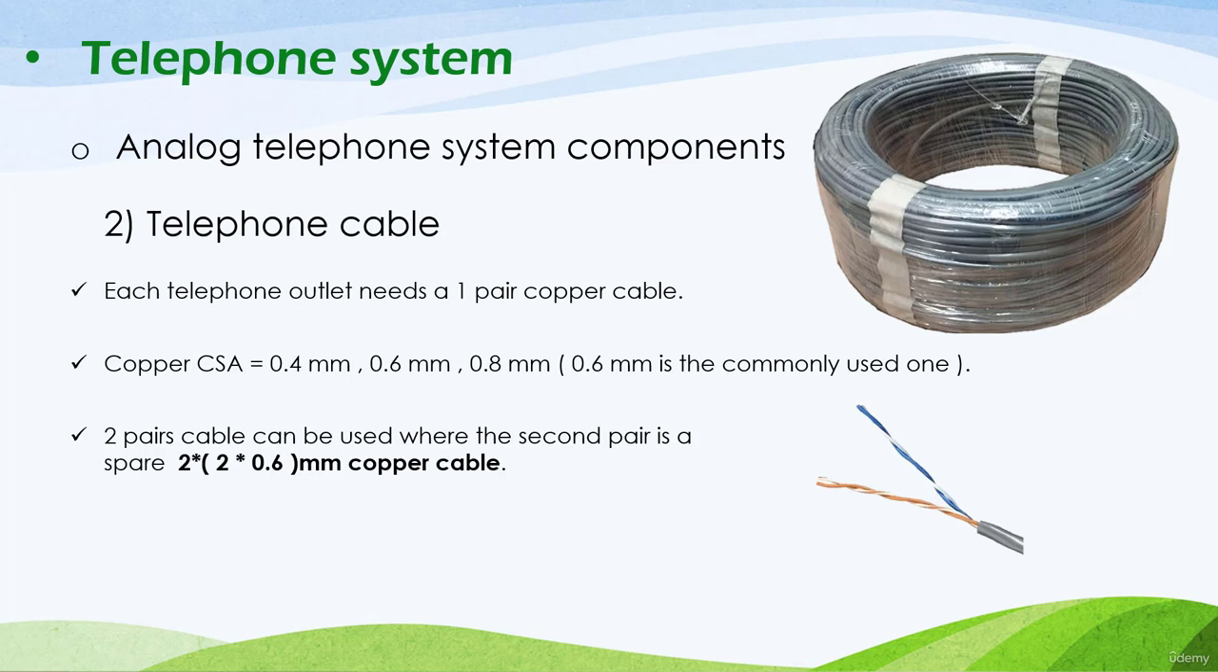And in this case, the second pair is used just as a spare, so if there is a cut or a damage in 1 pair, we don't need to change the cable totally, but we use the second pair in case of damage to the first pair. So this is the only usage of the second pair, which is to be used as a spare. As we said, the analog telephone system needs just 1 pair for transmitting the telephone signal. So that's the cabling system for the telephone outlet.